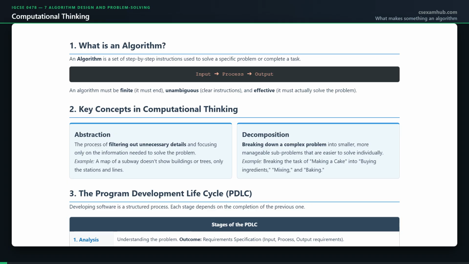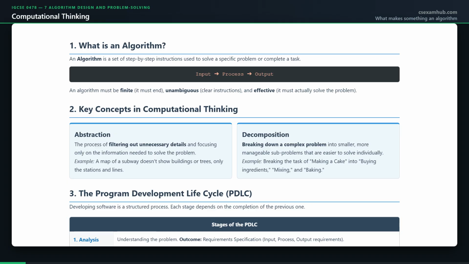An algorithm is a set of step-by-step instructions for solving a problem or completing a task. That definition is easy, so exam questions test the qualifiers instead, and there are three. An algorithm must be finite. It must end. An algorithm that loops forever has not solved anything.